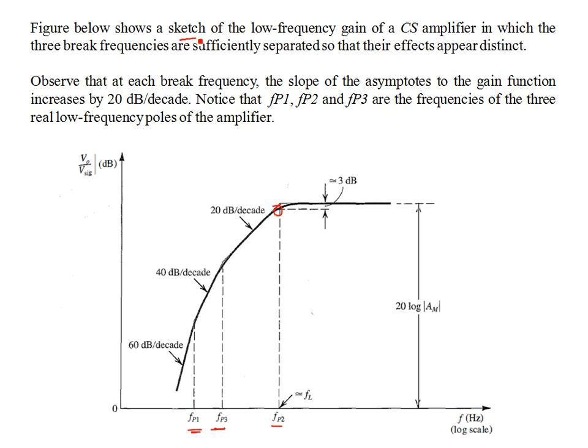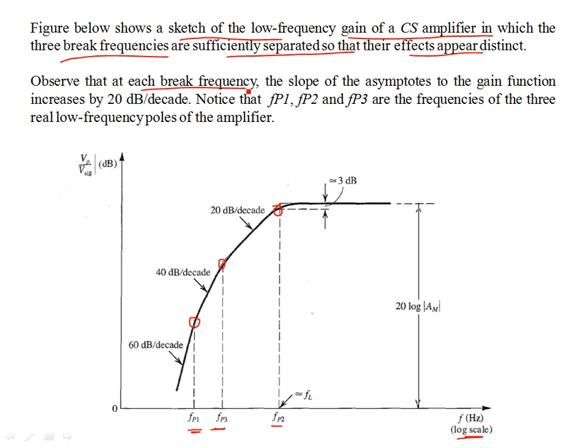The figure below shows the sketch of the low frequency gain of the common source amplifier, in which the 3 break frequencies are sufficiently separated so their effects appear distinct. For example, FP3 and FP1 might be 5-10 times lower than FP2. This is on log scale. But FP1 and FP3 are not much separated as compared to FP2.